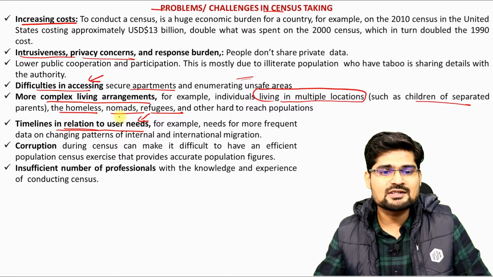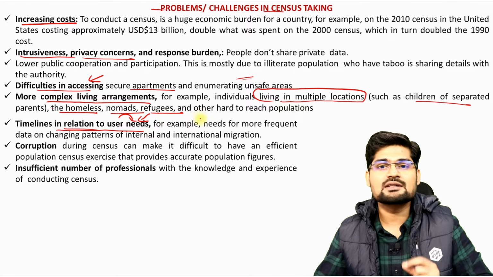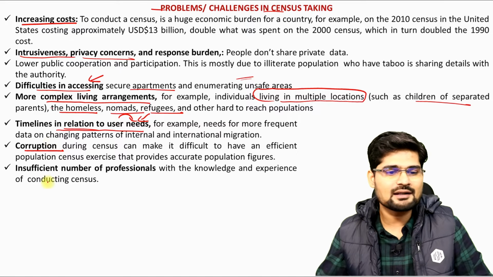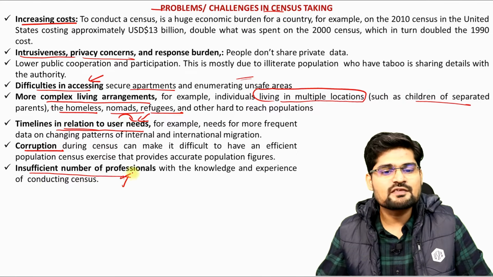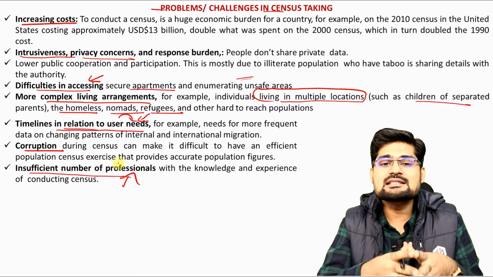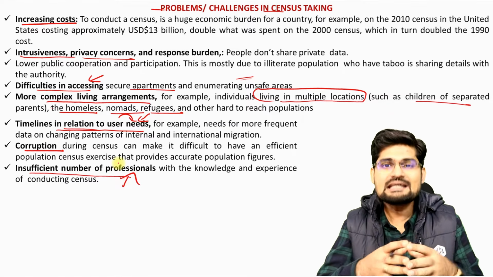The timelines in relation to the user needs is very important. The frequency, right? Then corruption is a rampant issue across the world and India as well. So insufficient number of professionals, it means the lack of manpower. These are certain challenges that we need to overcome while taking the census.